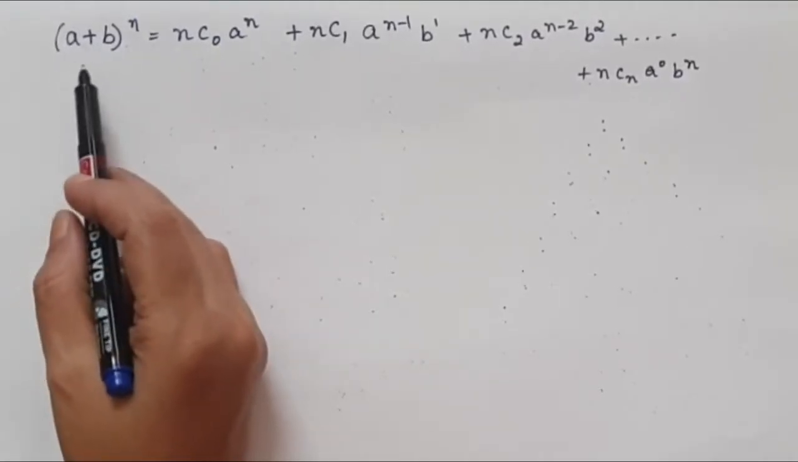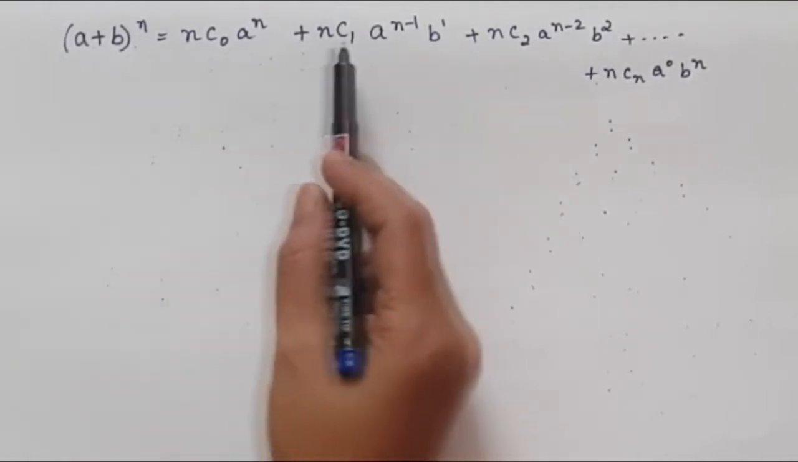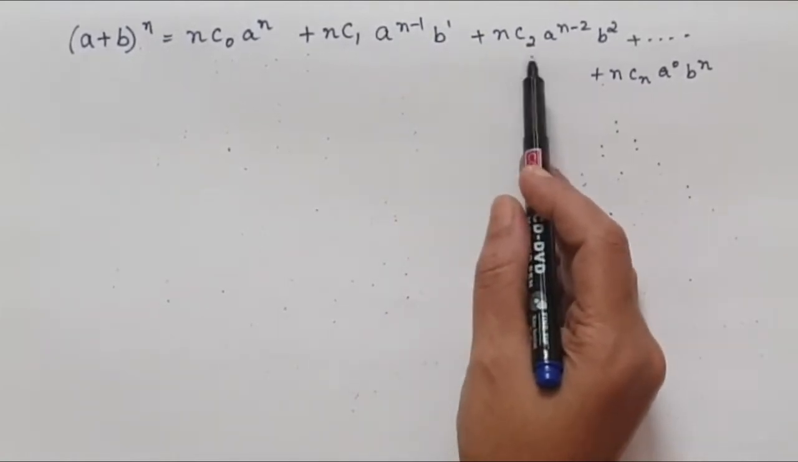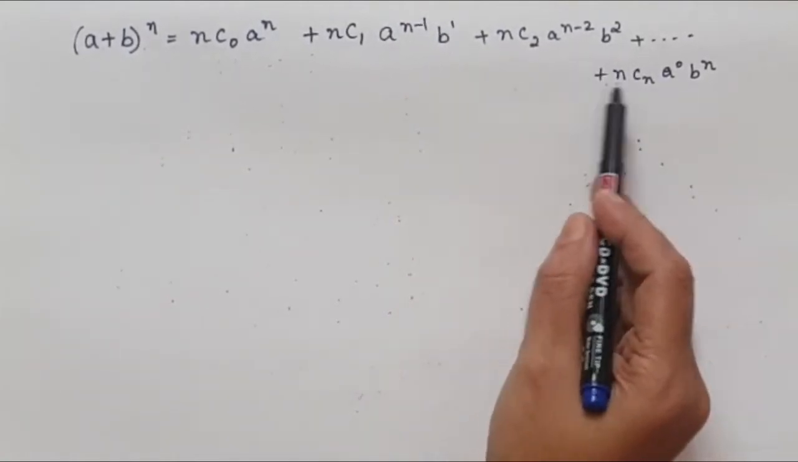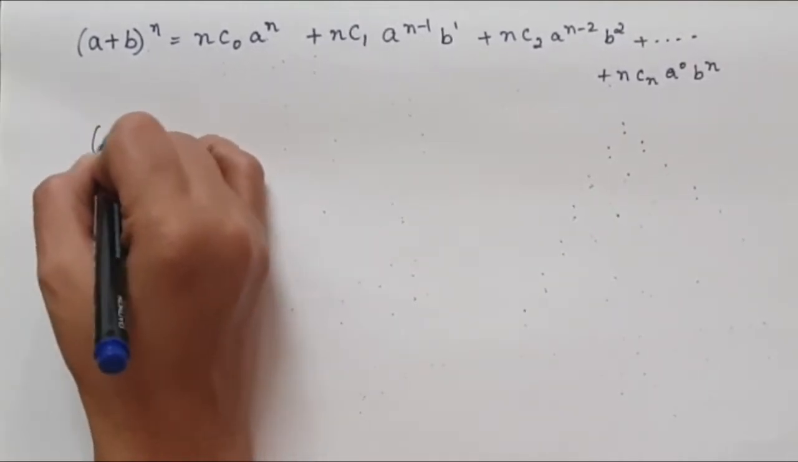Now our binomial expansion is (a plus b) the whole power n will be equal to nC0 a power n plus nC1 a power n minus 1 b power 1 plus nC2 a power n minus 2 b squared plus etc. It goes on. Now let us solve a few questions using this idea.